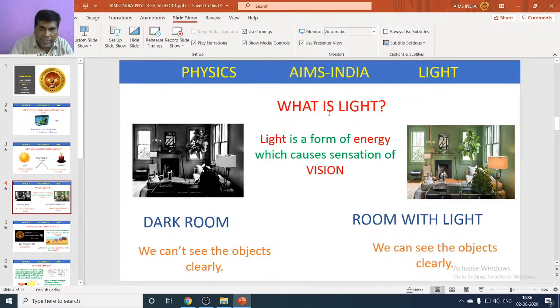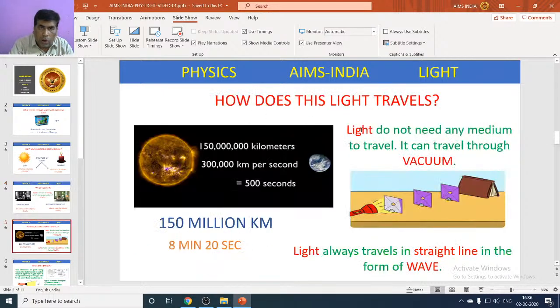So actually, what is light? Light is a form of energy which causes the sensation of vision. Because of that, in a dark room we cannot observe any object, but if the light is on, then we can observe the objects. How does light travel? Light travels in a straight line, and very fast, at 3 lakh kilometers per second. That's why it can travel 150 million kilometers in 500 seconds, only 8 minutes and 20 seconds. It travels in a straight line in the form of a wave.